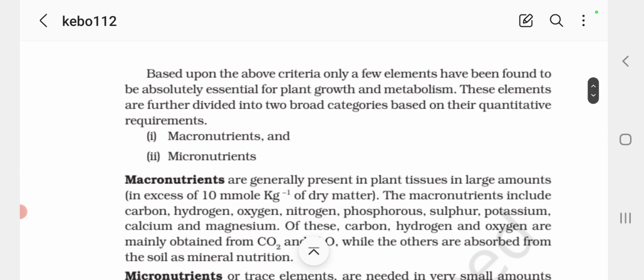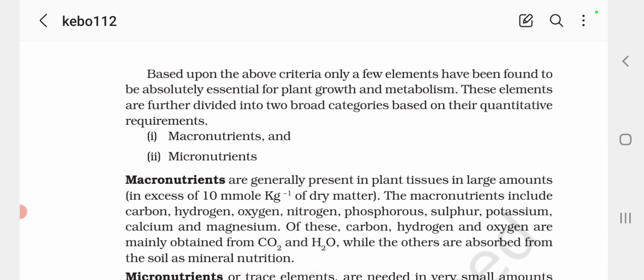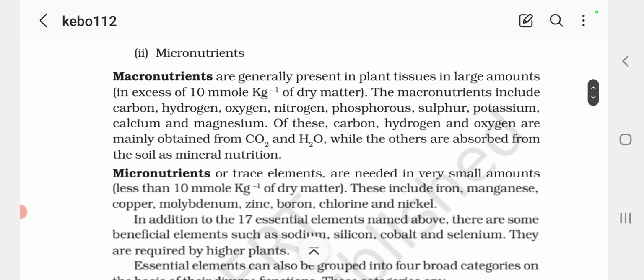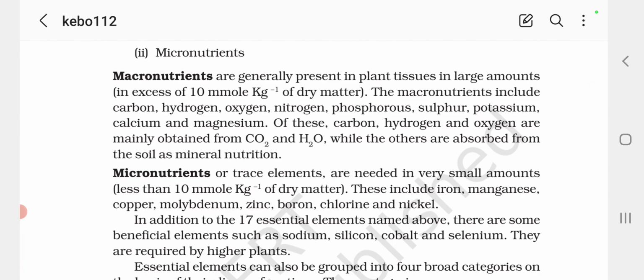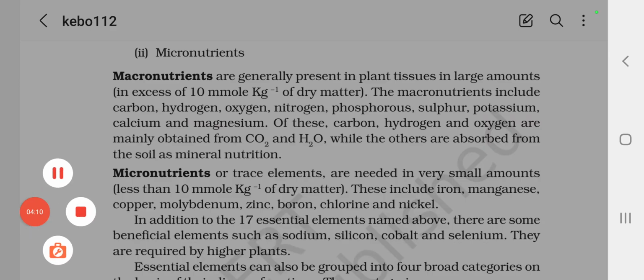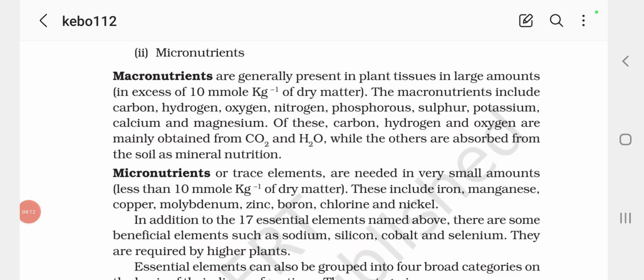Based upon the above criteria, only a few elements have been found to be absolutely essential for plant growth and metabolism. These elements are further divided into two broad categories based on the quantitative requirements. The very first is macronutrients and the second is micronutrients. Macronutrients are generally present in plant tissues in large amounts, in excess of 10 millimole per kg of dry matter. The macronutrients include carbon, hydrogen, oxygen, phosphorus, sulfur, potassium, calcium, and magnesium.